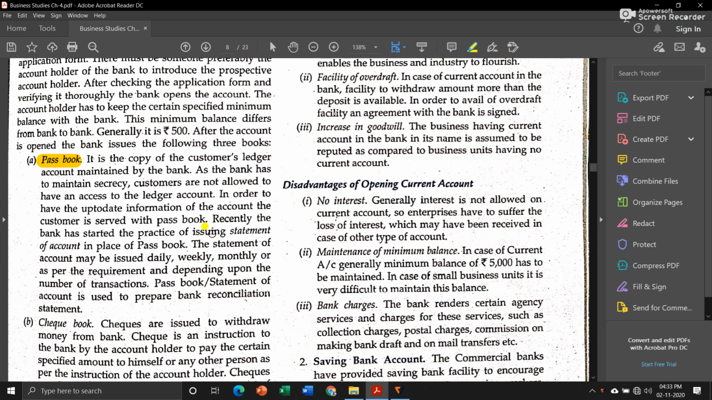Now nowadays there is one new practice of issuing a statement of account, means instead of giving a passbook they provide a statement of account. This statement of account you can take from the bank weekly, daily, monthly, depending upon your needs or requirement for the bank statement. Now why do we need this passbook or statement of account? We use it to prepare the bank reconciliation statement. And what is this BRS? We will see in accountancy.